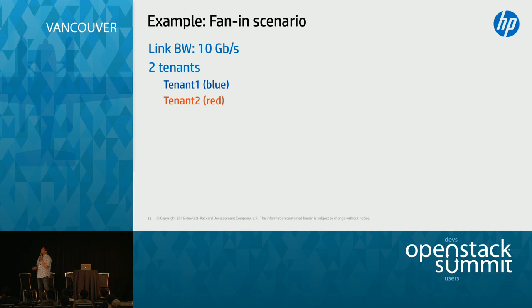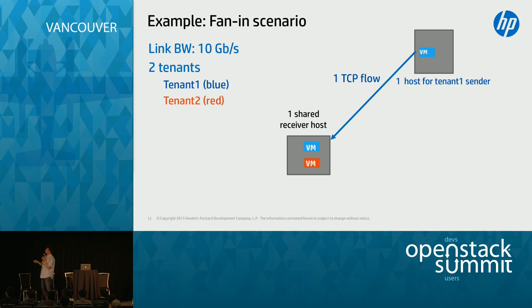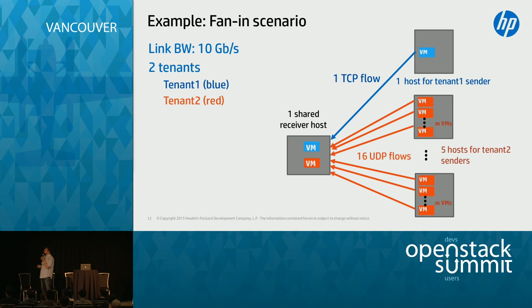I want to talk about one more example without the bandwidth guarantee. We are assuming that we are using a core link of 10 Gbps, and we have two tenants, blue and red. We're going to launch two virtual machines, one per tenant, on one compute node. First, we're going to generate one TCP flow in the blue tenant. We're going to generate 16 UDP flows in the red tenant. So what happens in this compute node when we have this traffic? There is a bottleneck in this compute node. I'm going to show the result without bandwidth guarantee.